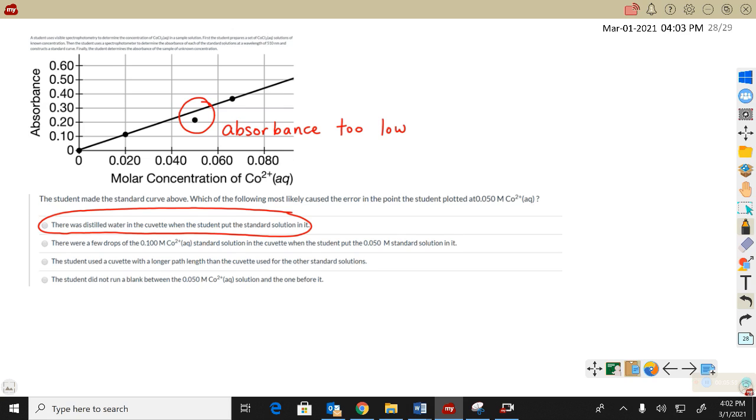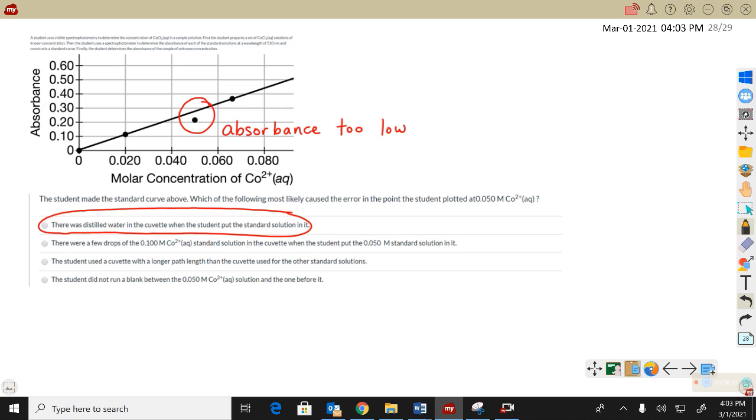They did get a decent linear fit, but the student did observe that there was a little bit of error in one of the points. One of the points at 0.05 molar cobalt did not fall on the graph as it should have. The absorbance was a little bit low. So we're looking maybe for one of these errors that would cause the absorbance to be a little bit lower than what we'd expect. And so it could be that first choice, that maybe inside that little cuvette, maybe somebody decided that they were going to have all good intentions and rinse it out, but they didn't dry it out before adding their testing solution.